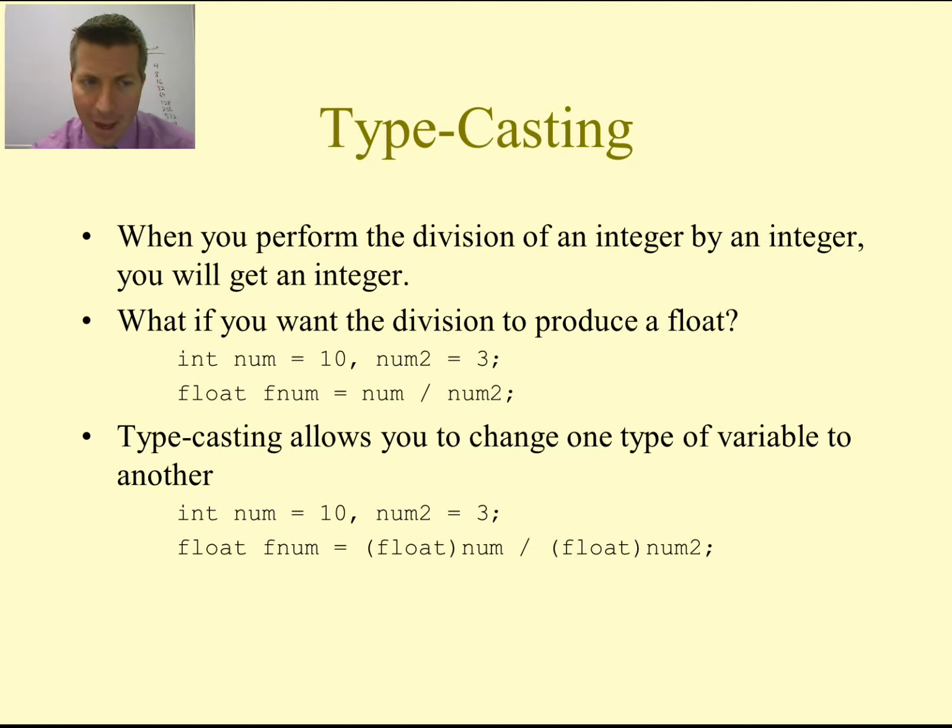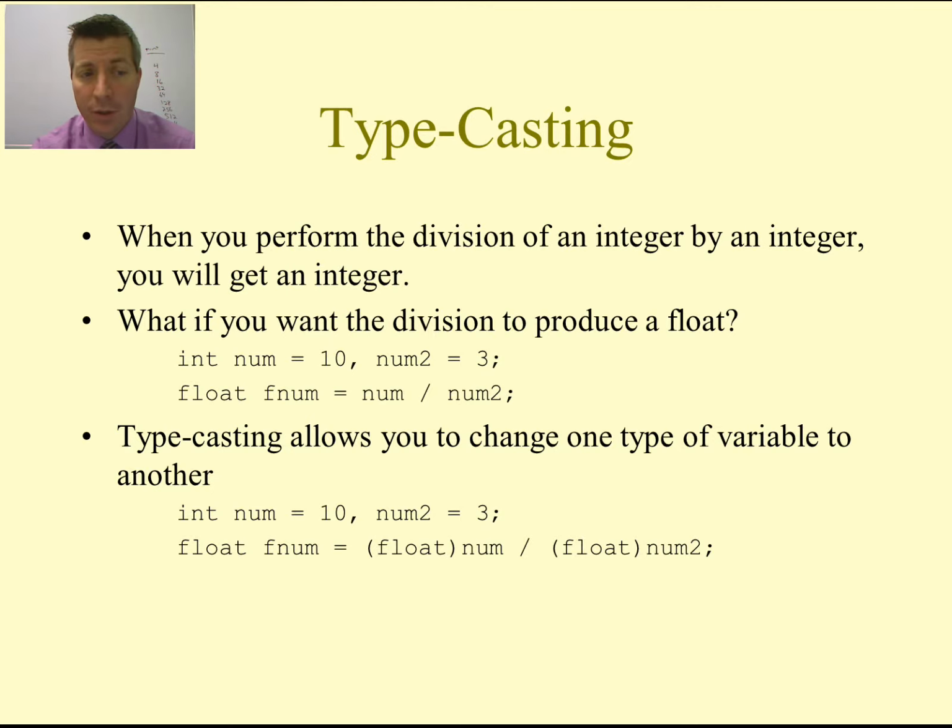So you'd think that maybe when I do this division, I'm actually going to get the right answer. But no, what I'm going to get is 3.0, because an integer divided by an integer is going to give me an integer. If instead I actually wanted to get the floating point value back from that division, I have to do something called typecasting. I can typecast variables to other variable types.